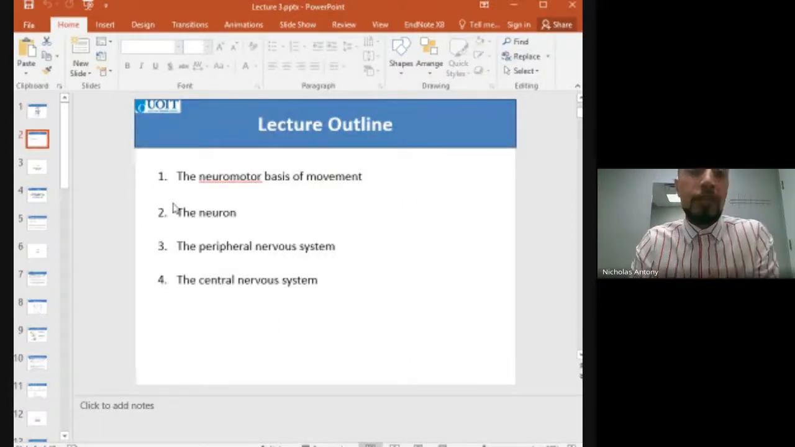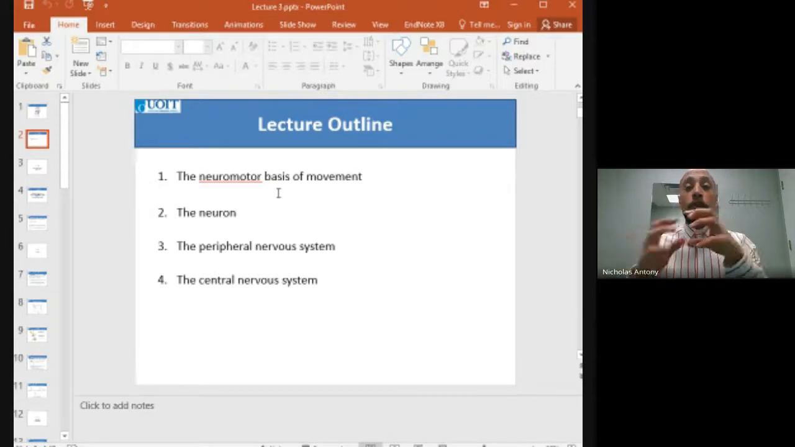So very briefly in today's lecture, we'll talk about the different areas that are involved in the coordination of our body to achieve our motor skills. We'll talk about the functional unit of the nervous system, and then the peripheral and central nervous systems and how they all work together.